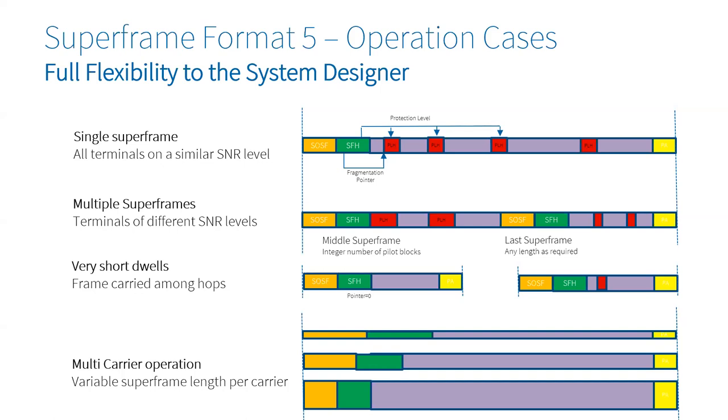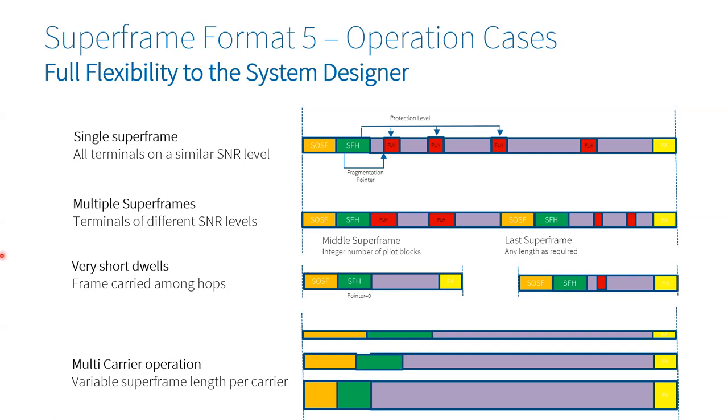Now, the second one is the case of multiple superframes. In this case, you have a variety of terminals, some of them with large antennas, some of them with small antennas, mobile, fixed, whatever. In this case, if you want to save on the overhead of VLSNR terminals, you can split the dwell into several superframes. In each superframe, you put another protection level, and each superframe serves another type of terminals.